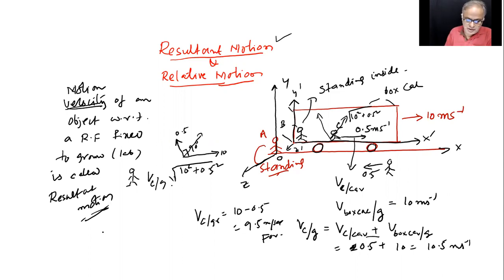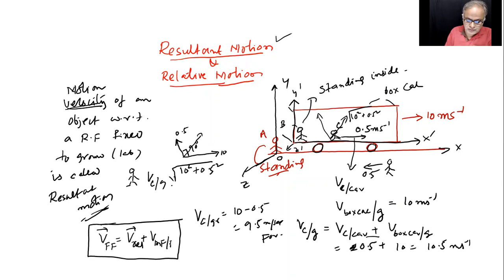So in general, this velocity business can be written as velocity of an object with respect to a fixed frame, that is the ground frame in this case, is equal to velocity of the object relative to the moving frame plus velocity of the moving frame with respect to the fixed frame. Vector sum. Remember, when we say vector sum, it includes all cases. The angle between these two velocities will be between 0 and 180. All cases will be taken care of.